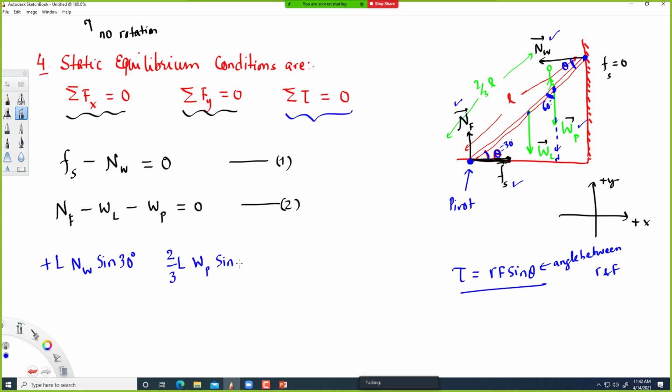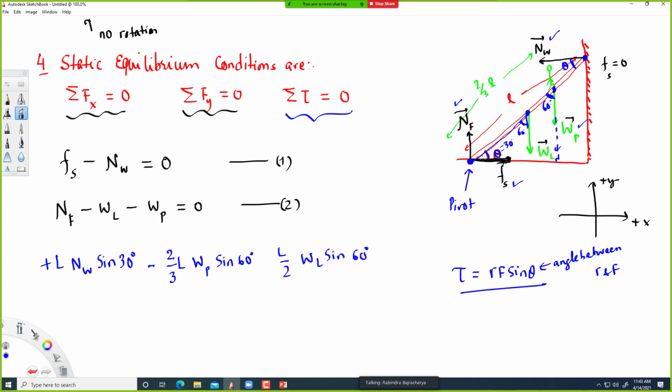So sine 60 degrees. And is it clockwise or counterclockwise? So this is the fixed point. It's clockwise, so that would be negative. Next force is this one. Distance between the pivot and the force is halfway along the ladder, that means L over 2. Force is WL. And then sine, what's the angle between the distance and the force? It's 60 degrees again. So sine 60 degrees.